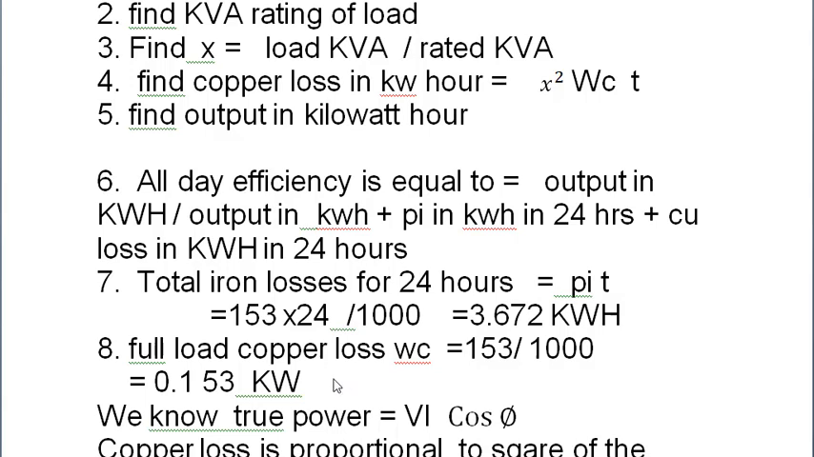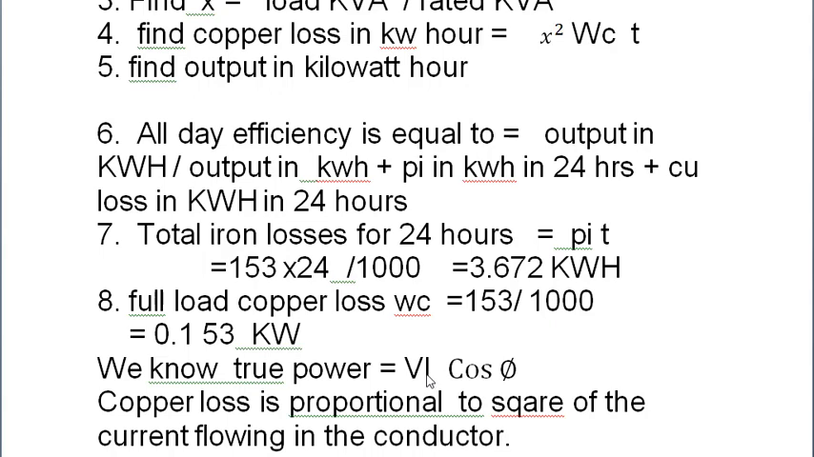Why we did not multiply this with 24? The reason is the loads are varying in 24 hours in different intervals. So we cannot put the 24 hours here to calculate full load copper loss. So you have to take individual number of hours operated for different load conditions.